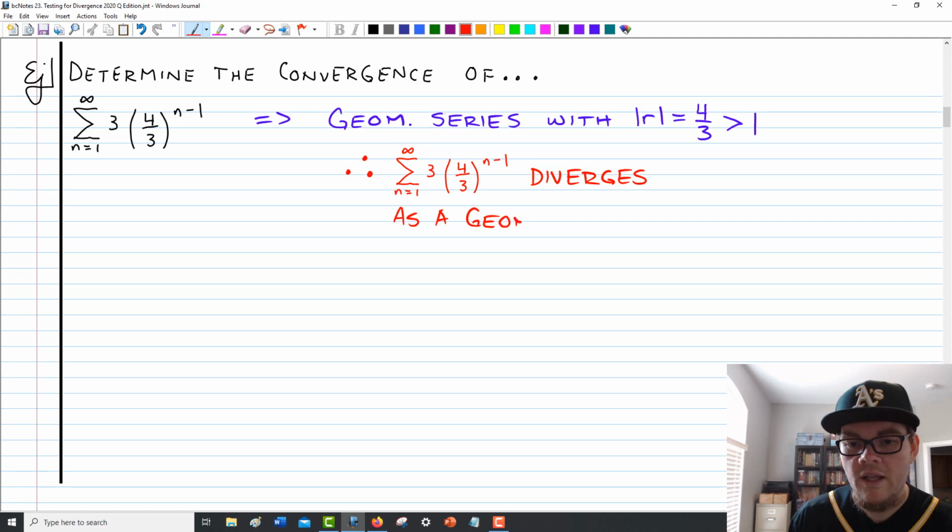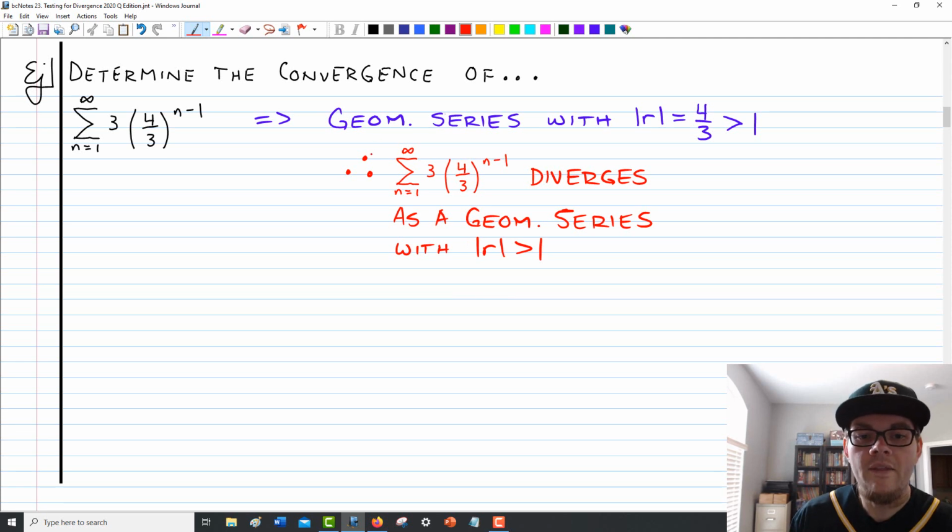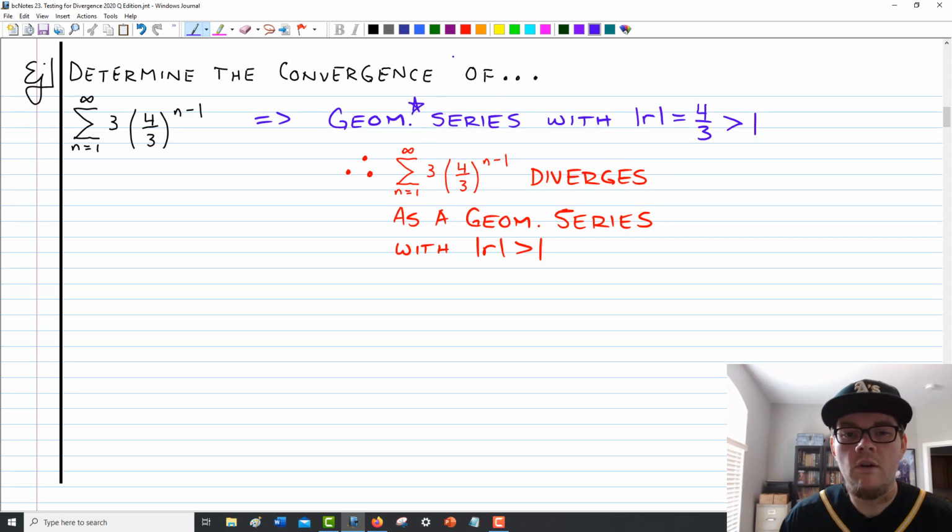So again, we can abbreviate that as geom, as a geometric series with absolute value of r greater than 1. And this gives us every single thing that I'd be looking for were I scoring your work. I'd want to see noted that it was a geometric series. I want you to correctly identify the ratio. Then I want you to state correctly that it diverges, in this particular case.